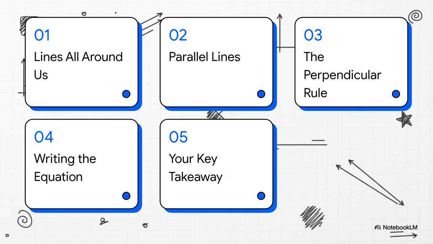So here's how we're going to break it all down. First, we'll start by really seeing these lines out in the wild. Then, we'll uncover the two simple rules that control how they relate to each other. After that, we'll use those rules to actually build our own equations. And finally, I'm going to leave you with the one key idea that you should take away from all this.